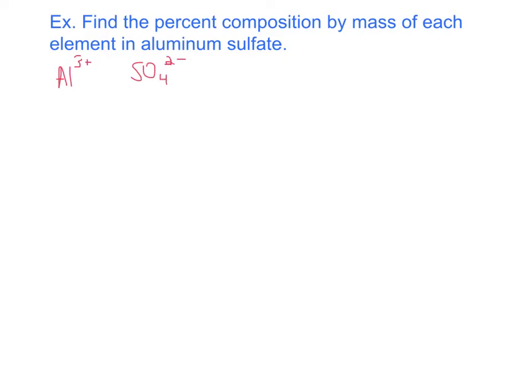So let's think about this. If we have a charge of +3 and a charge of -2, how do we put those together? What is our least common multiple?